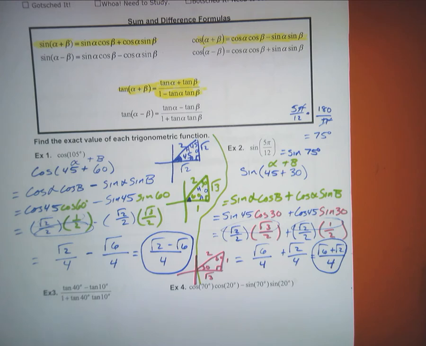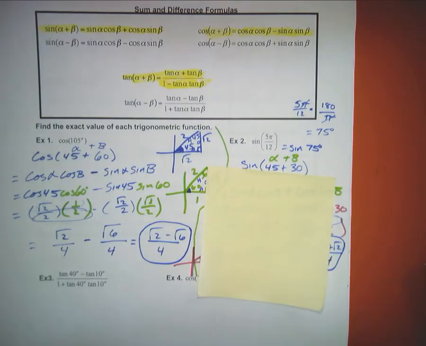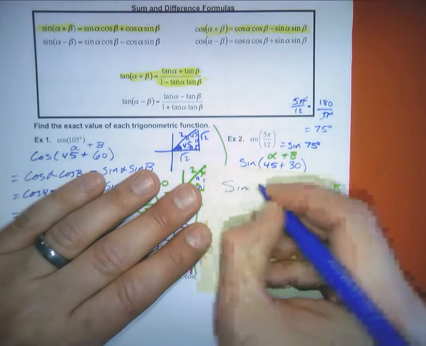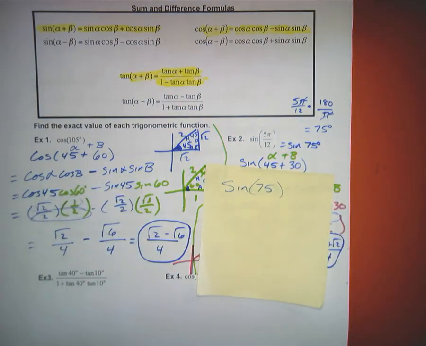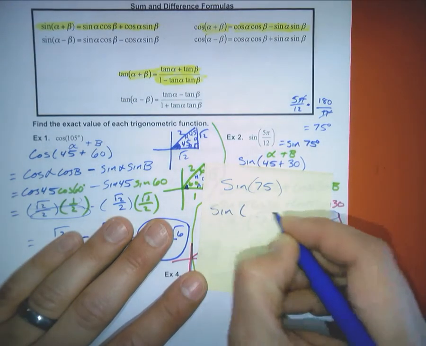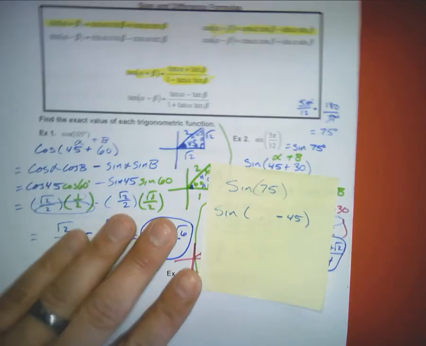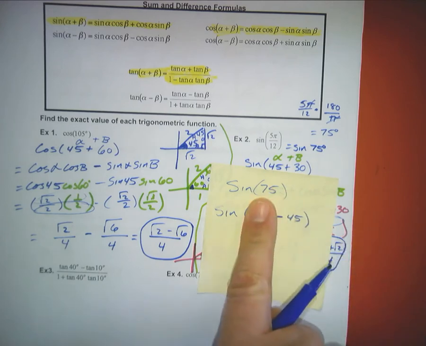Question I usually get is, Mr. Gotsch, when do we ever use subtraction? Okay, and really, if you use addition, you could also do this using subtraction. So if I take a look, and I'm not going to redo the whole thing, but if I have the sine of 75, I could make it so that it's the sine of some angle minus 45 degrees. Okay, well, what angle subtracted from 45 will give me 75?